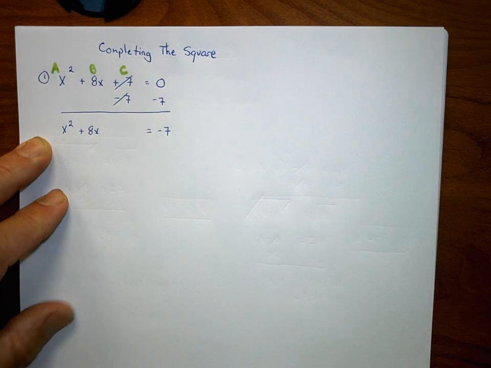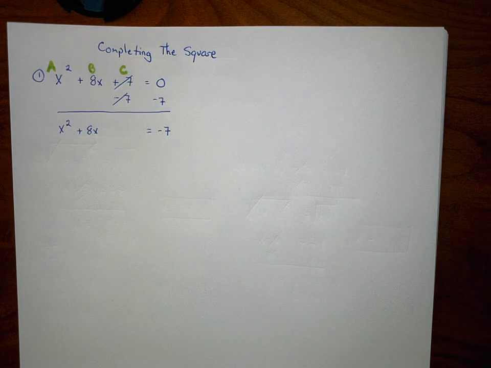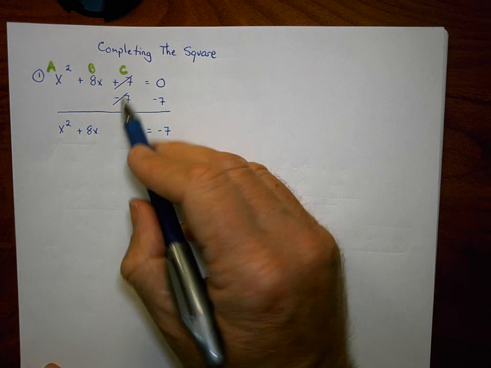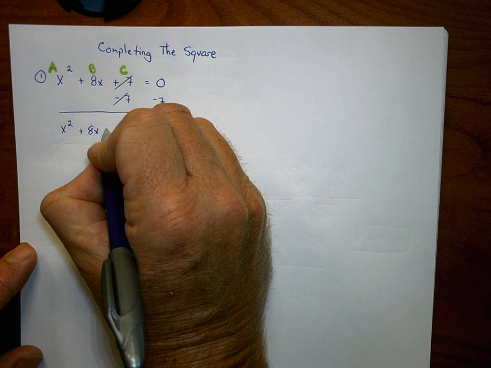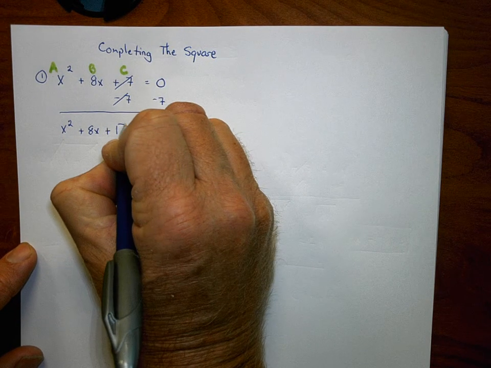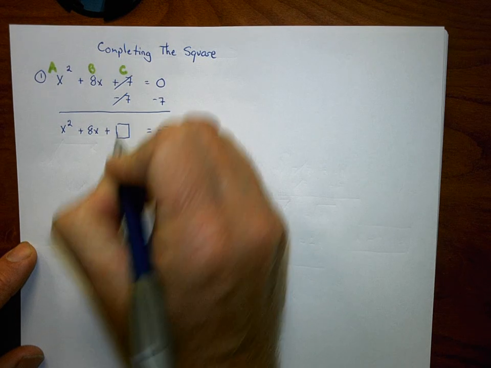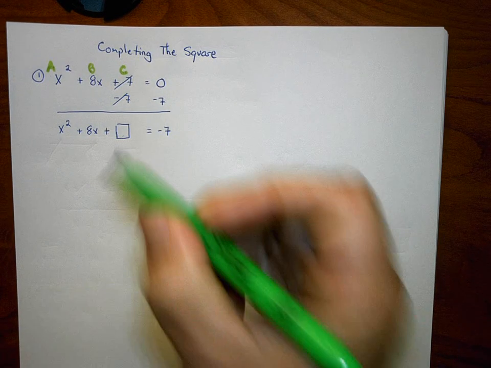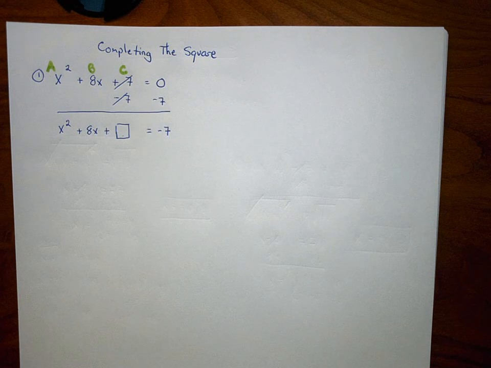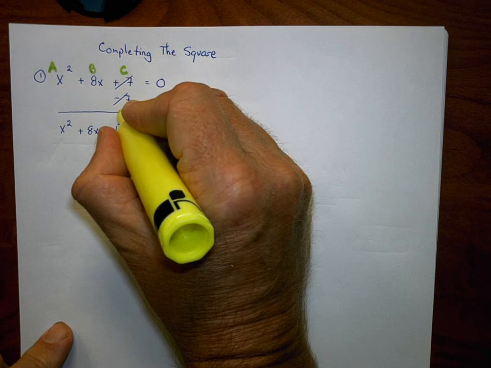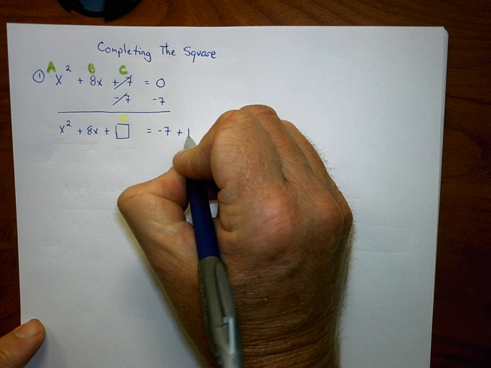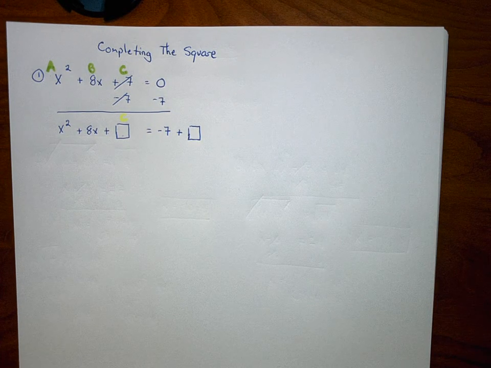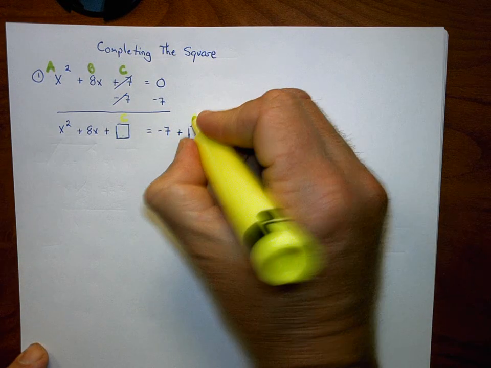Okay, and now what we're going to do is create a new c value. Your first move is always to get rid of the c value and move it to the other side, but now we're going to create a new c value right here. And whatever we put for our new c value, so I'll put it in a different highlighted color here, whatever we put right there, we're going to have to add that new c value to both sides of the equation. Okay, so how do we get this new c value?